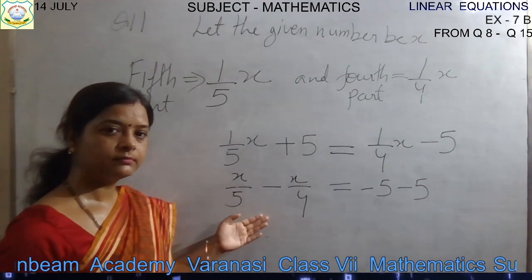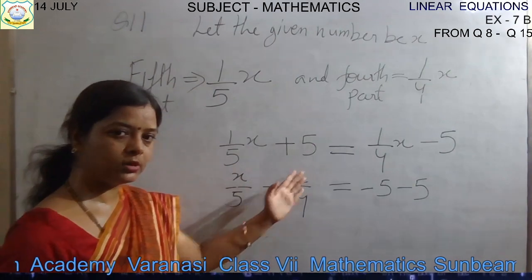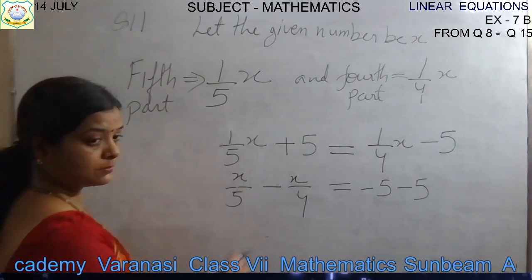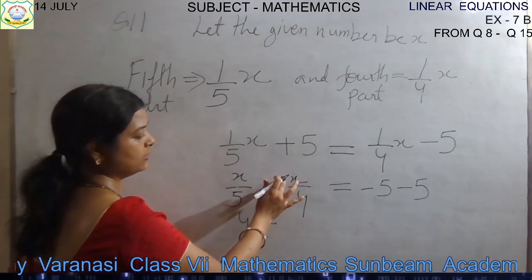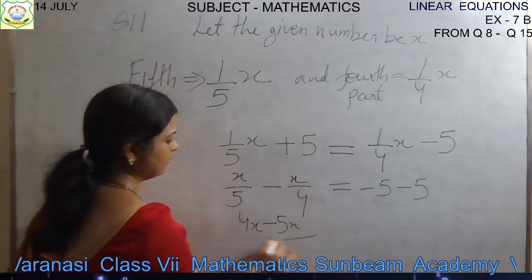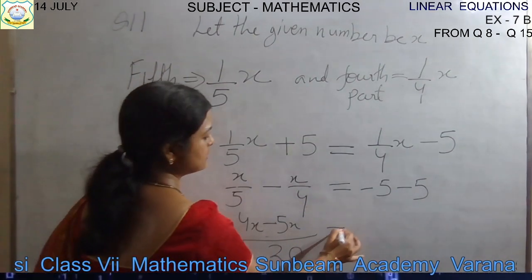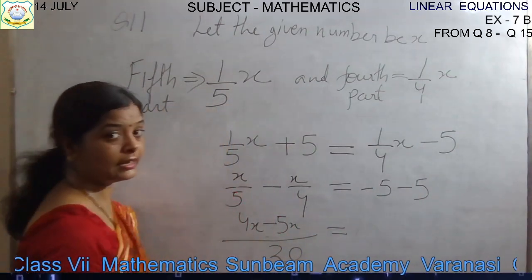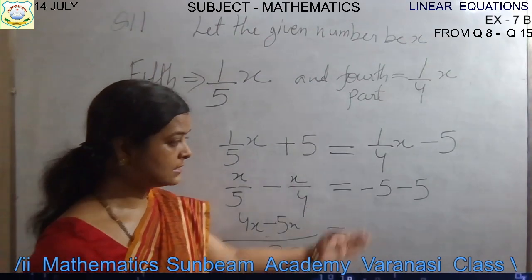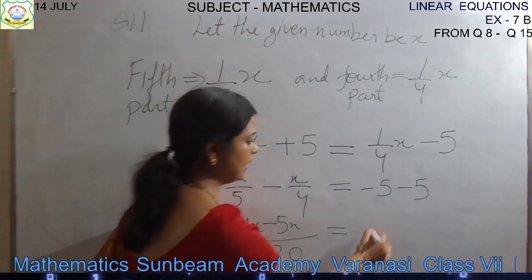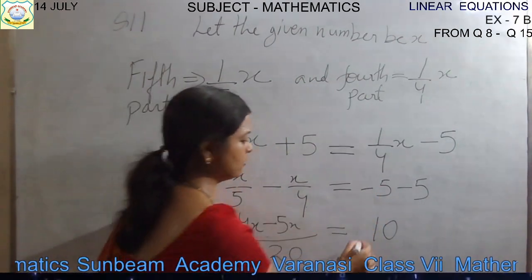Now solve this. How? Either by taking the LCM or by cross multiplication, because there are only two terms. So 4 into 1, 4x minus 5 into 1, 5x divided by 5 into 4. 5 4s are 20. That is equal to, both are negative numbers, minus 5 and minus 5. Having the same sign, we will add and we will put their sign. Both were having minus sign, so we will put their sign.